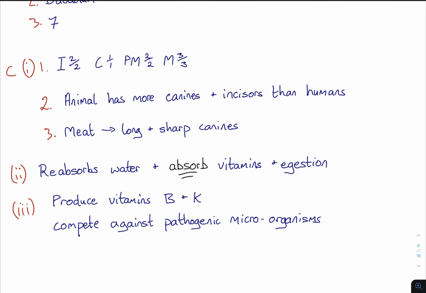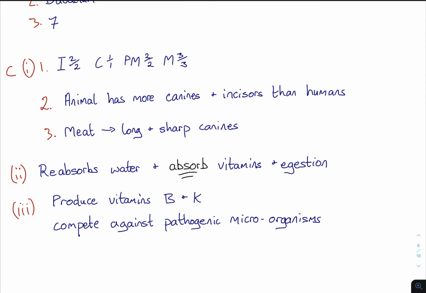Now be careful here. Lots of students say that the large intestines make vitamins or produces vitamins. That's not strictly correct. Okay, it's the location where vitamins are made, but it's not actually the large intestine making those vitamins. It's the symbiotic bacteria doing that job. So the functions of the large intestine, the 2 of them, reabsorb water, absorb vitamins, and egestion. The second question asked you then, what is the function of the symbiotic bacteria?